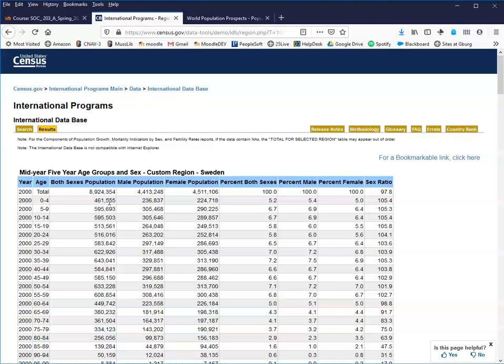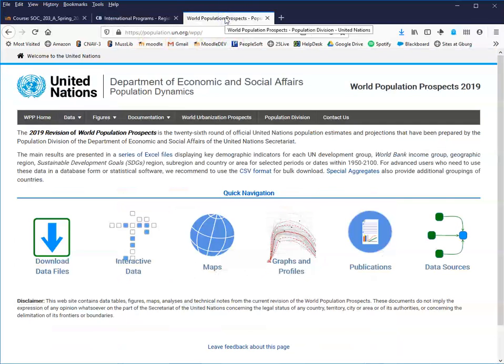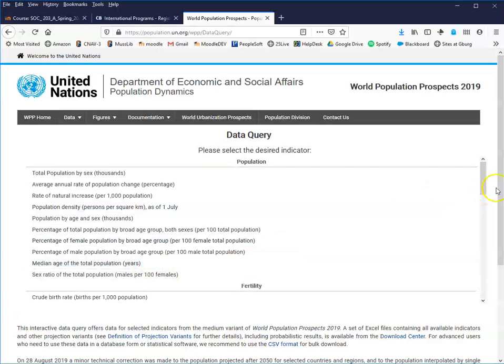And then the third thing that I'm asking you to do is, for one point in time, I want you to have the female population in 5-year age groups. We've got that. And then we need the number of births by the age of mother. And this is trickier because it is not available here. Instead, we're going to go to the World Population Prospects, where we will click on Interactive Data.